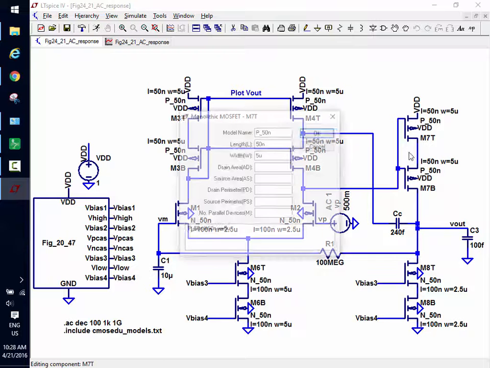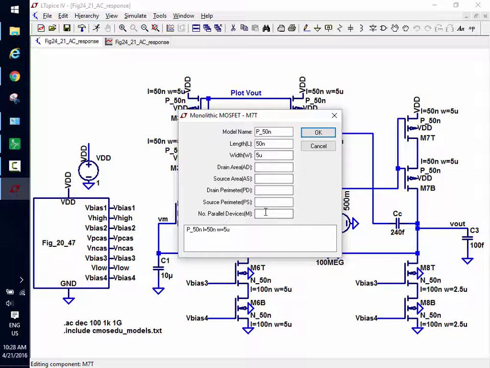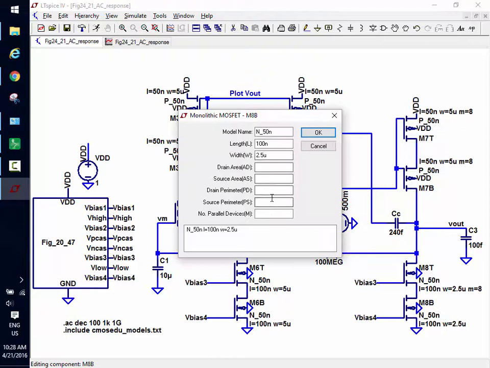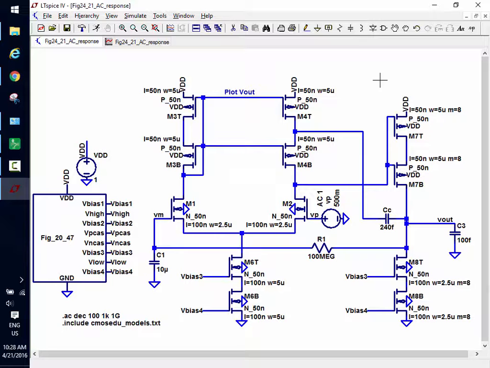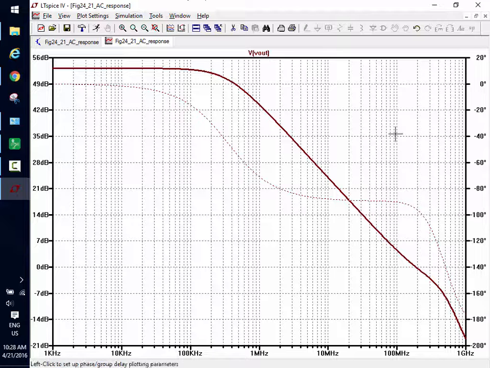So let's see what happens. Let's make this, heck, let's go 9, and let's go 8. Why not? And so what am I doing? I'm increasing the current that flows in this stage. The overdrives stay the same. The FTs stay the same because FT is not dependent on the width, right? I burn more current, that pushes GM2 out. So if I look at the response, what I'm going to see is this move out and this stay flatter longer, making my device more stable.